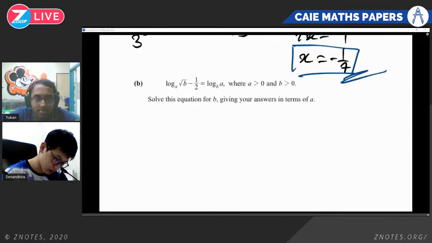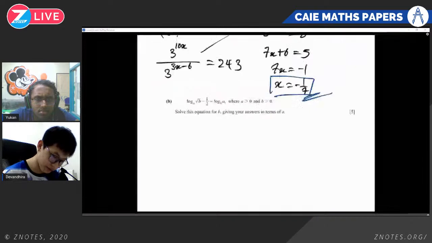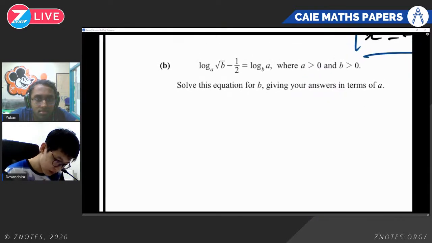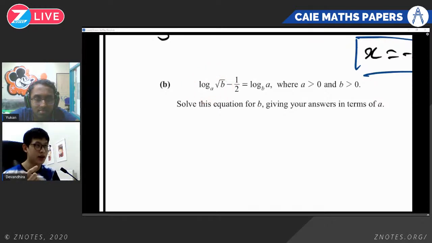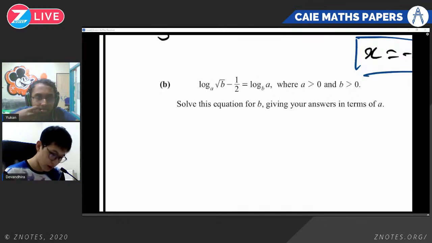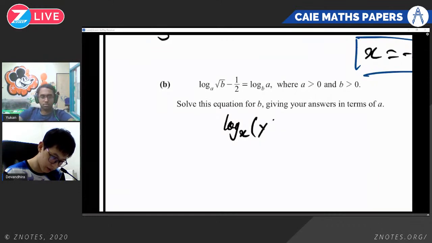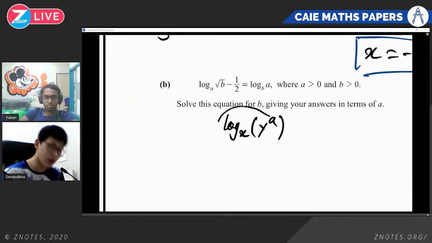Next one. For this expression, we have to solve the equation for b, giving your answer in terms of a. Sure, we can do that. The first thing I realize is that this part here is bothering me because the b is at the base. I want the b to be the input instead of the base. But first, let's simplify things a bit. Remember that square root is the power of half, the power of 1 over 2. And for the logarithm of anything, let's say x to the power of a, the power can go to the coefficient.